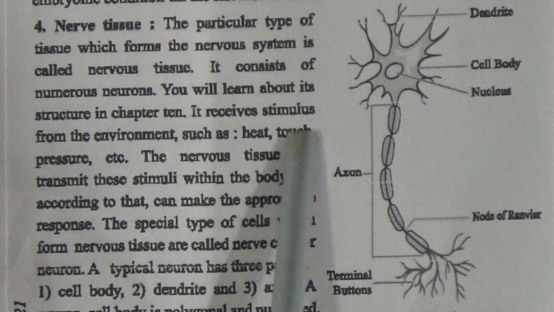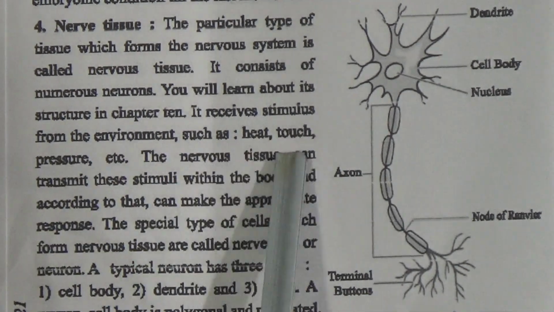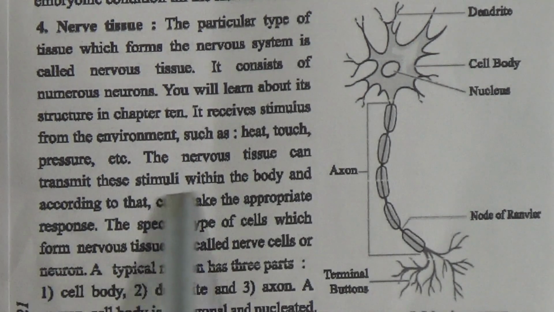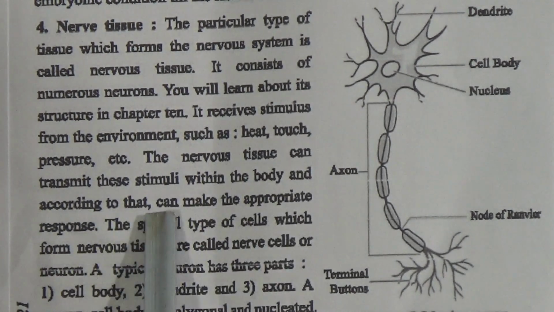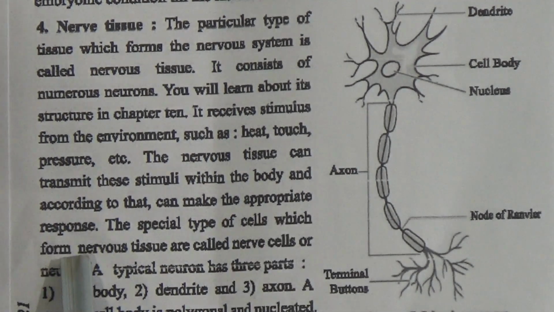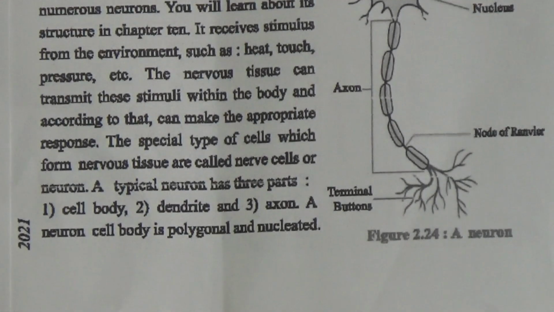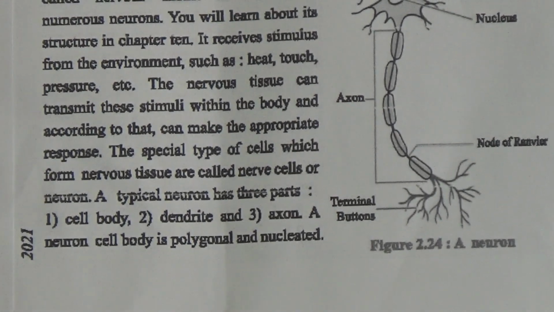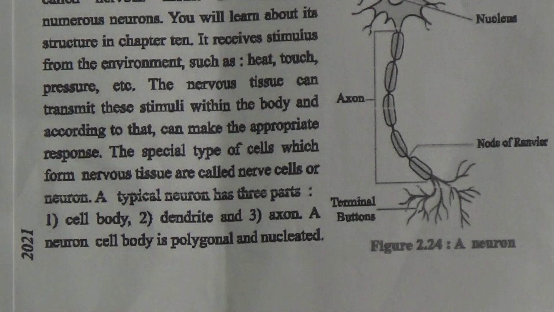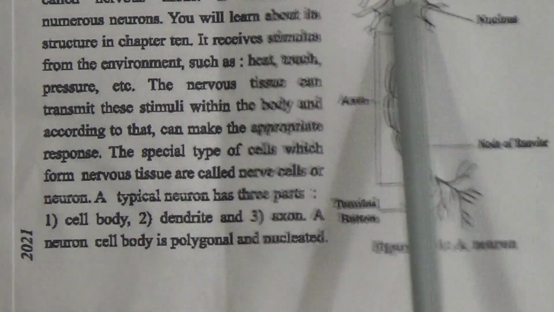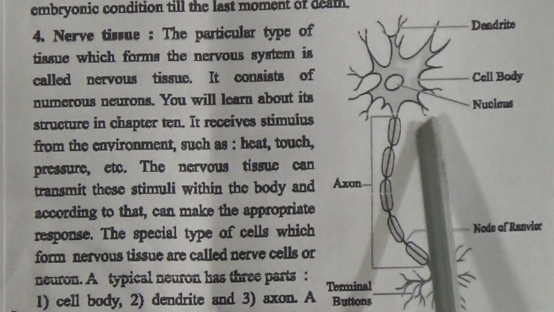It receives stimulus from the environment such as heat, touch, pressure, etc. The nervous tissue can transmit these stimuli within the body and, according to that, can make the appropriate response. The special type of cells which form nervous tissue are called nerve cells or neurons. A typical neuron has 3 parts, and the neuron is the unit of nerve tissue. The 3 parts of a neuron are the cell body, dendrite and axon.